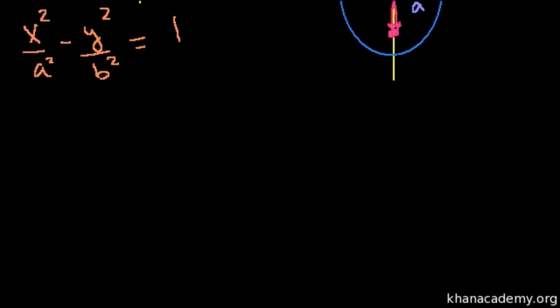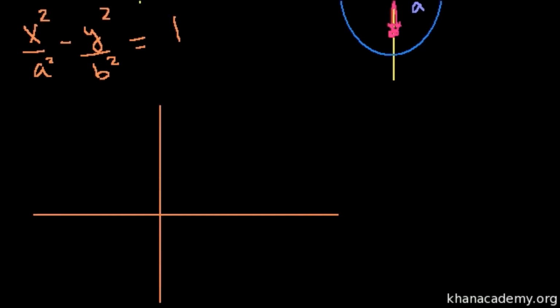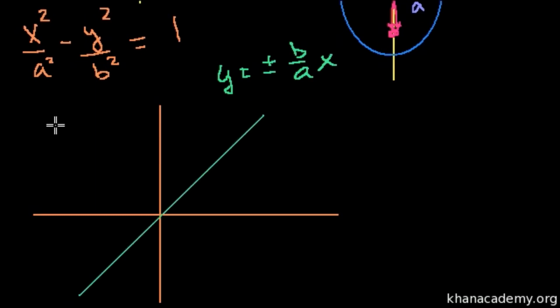Let me see if I can draw it. Let's see, I'll draw the axes. Then I want to draw the asymptotes. You could prove it by looking at some of the previous videos, but the asymptotes for this hyperbola are going to be y is equal to plus or minus b over a x. I'll just draw them as tilted lines. So it would look something like that. Those would be the asymptotes. This one's centered at the origin because it hasn't been shifted. And those are the two lines right there.